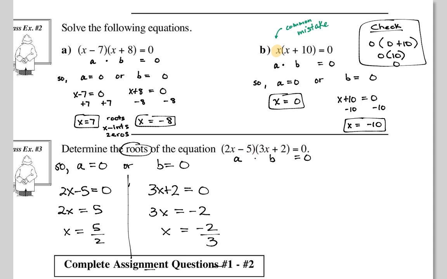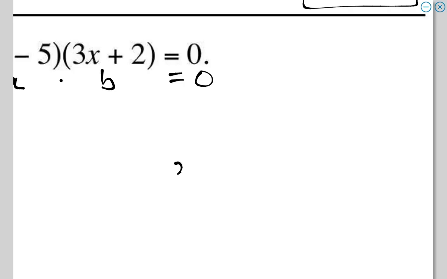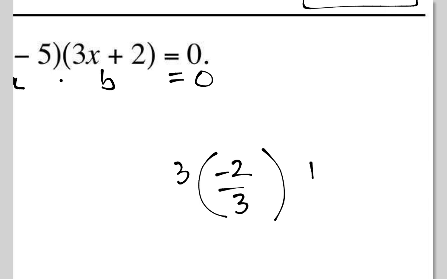And I'll just show you how simple this actually is. For that 3x plus 2, sub in the answer, which was negative 2/3. Look what happens. The 3's cancel and you get 0.